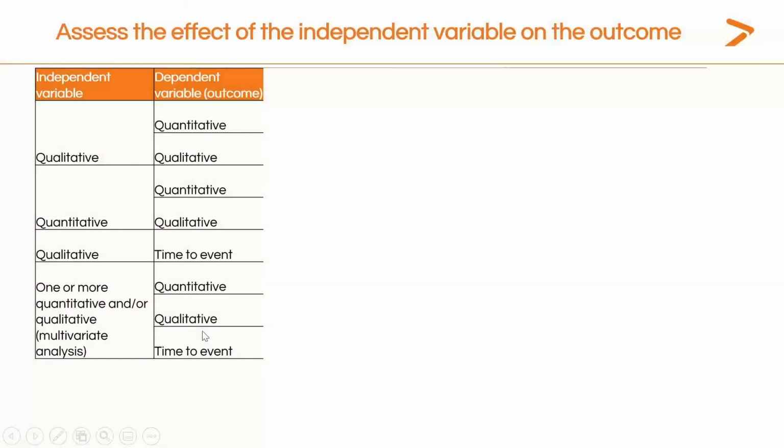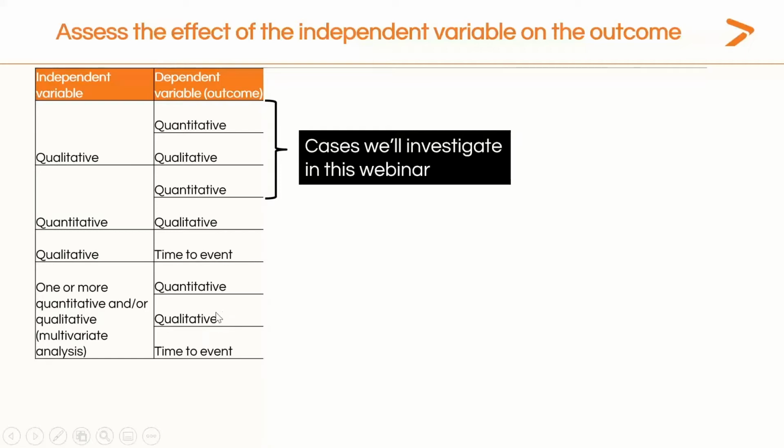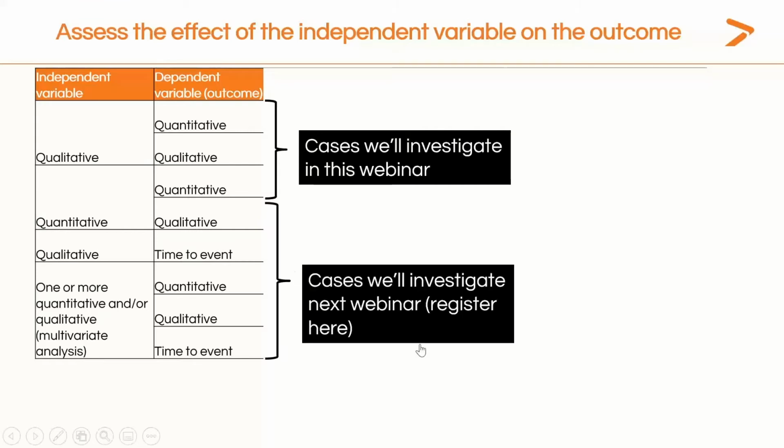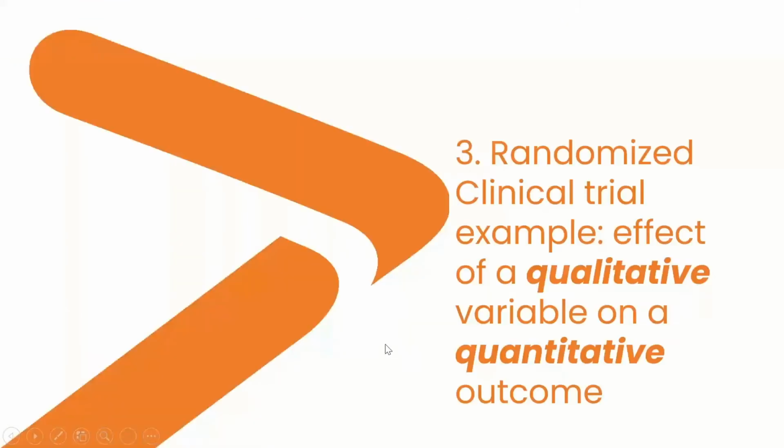Okay. Now, what will we be seeing today? We'll be seeing these 3 cases. We'll be investigating the effect of one qualitative variable on one quantitative, one qualitative on one qualitative, and one quantitative on one quantitative. Tomorrow, we'll see the rest. Let's begin. Randomized clinical trial example. I'm going to investigate the effect of a qualitative variable on a quantitative outcome. So this is the first case in the table I just showed you.